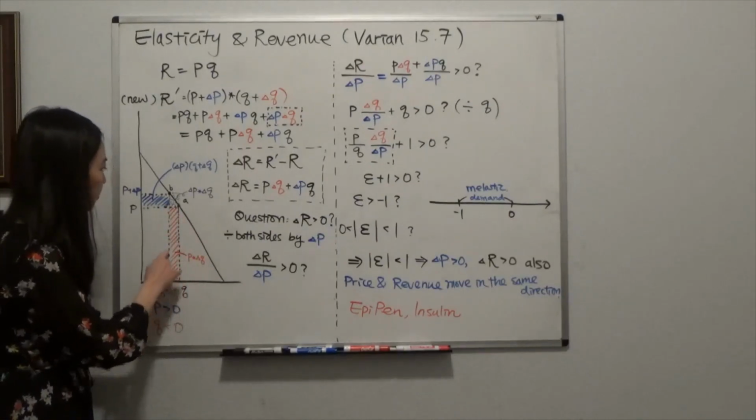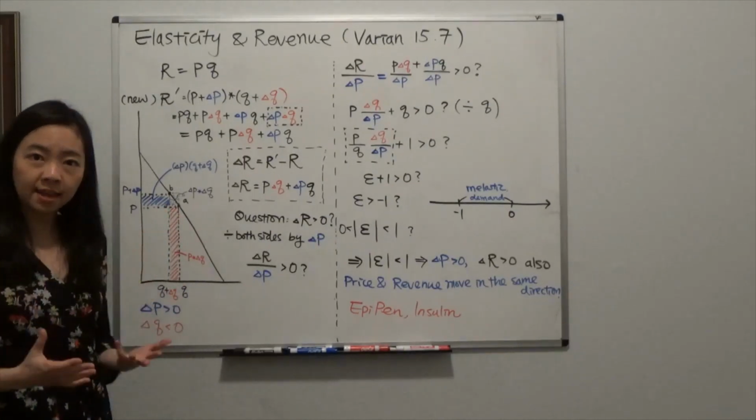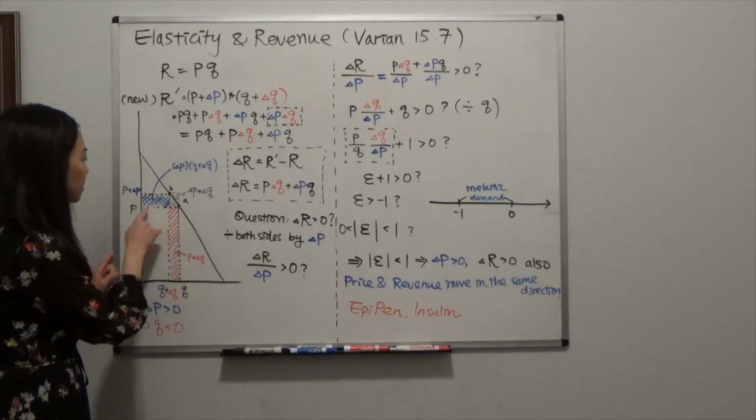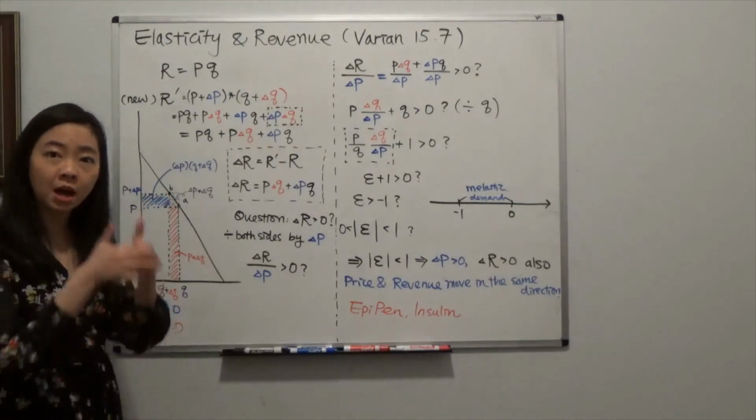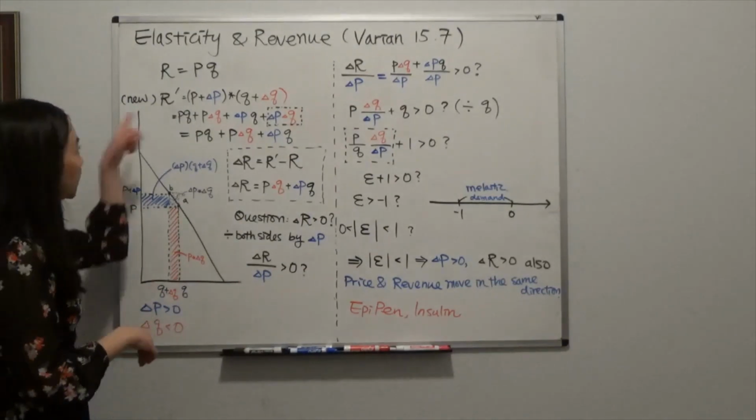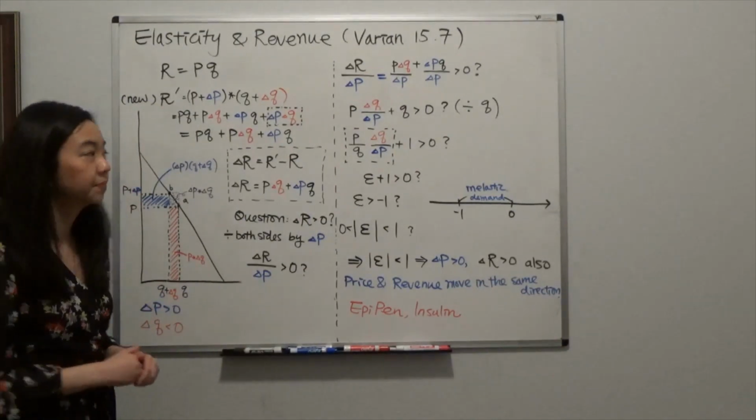So graphically, you can see that when we're moving from point A to point B, you are losing the red block of revenue, but you're gaining the blue block of revenue. So we're trying to see whether our revenue is going to go up or down. So here is our new revenue R prime.